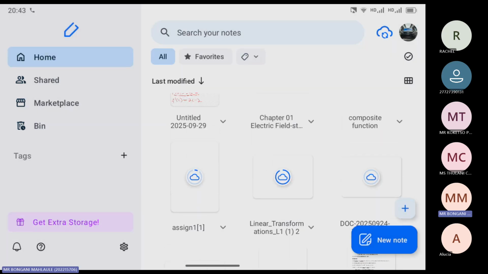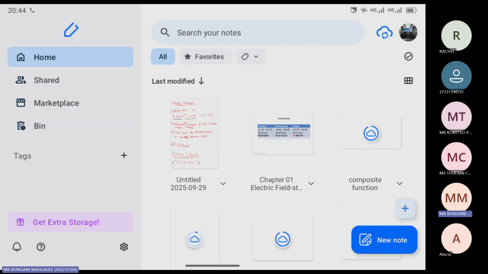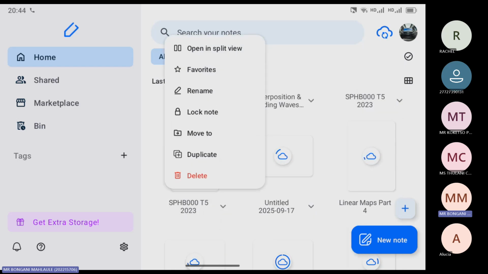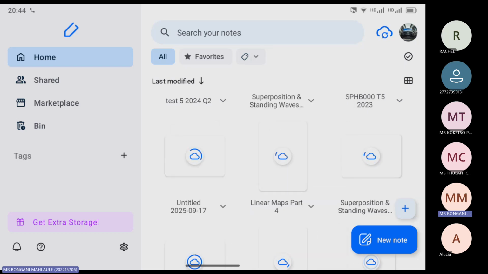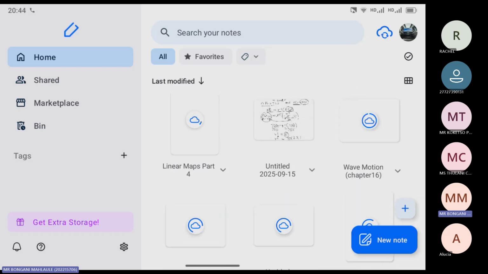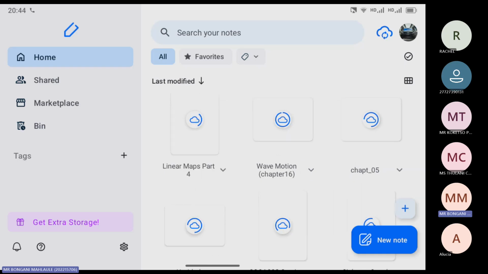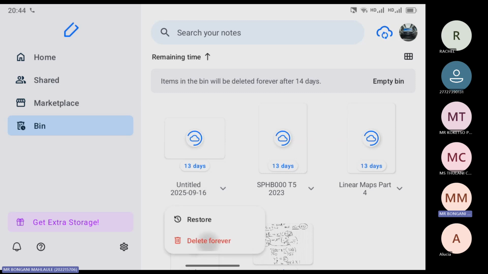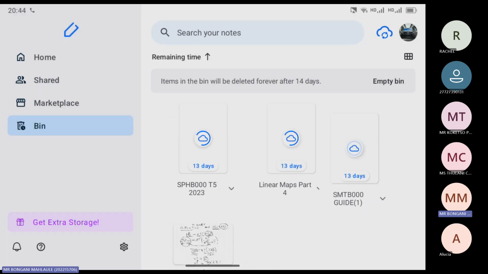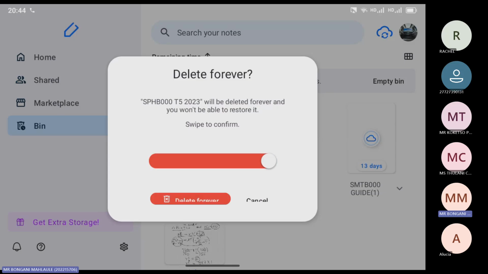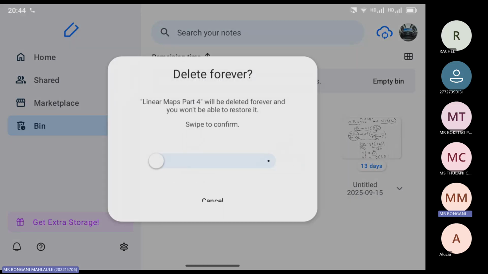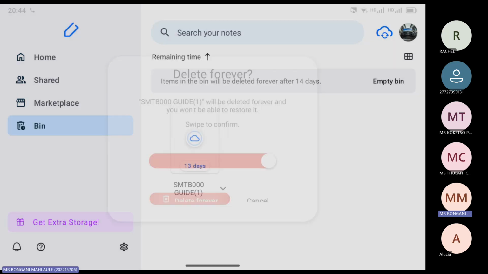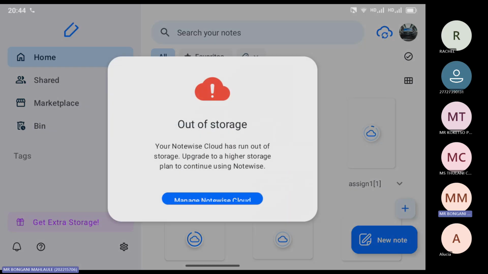Still... I have a lot of documents. Don't think it will open now. Okay.